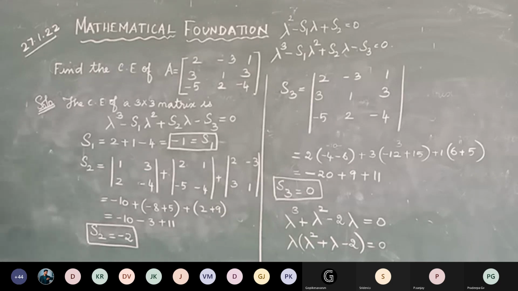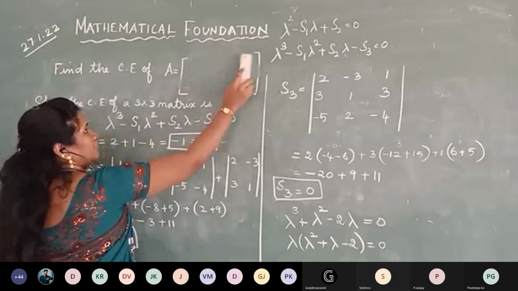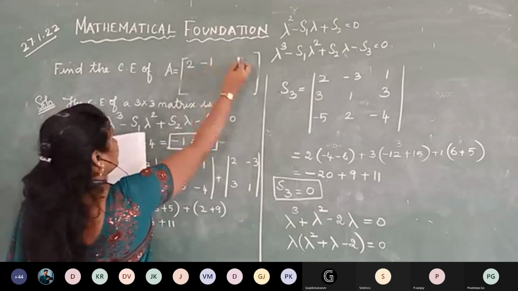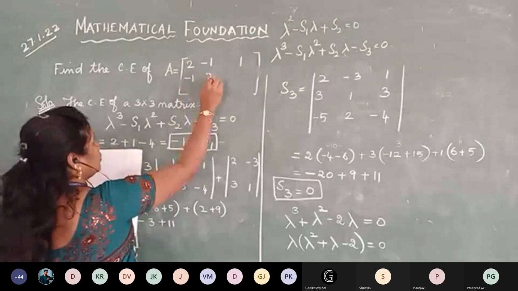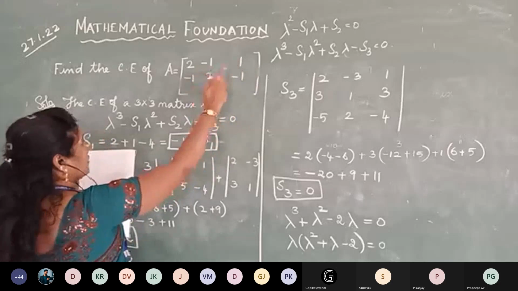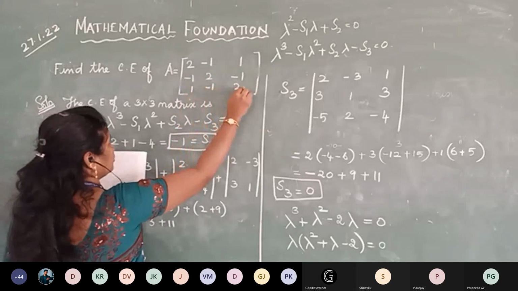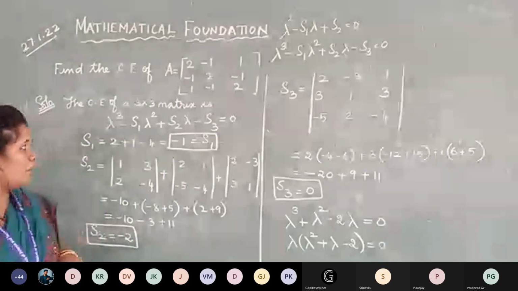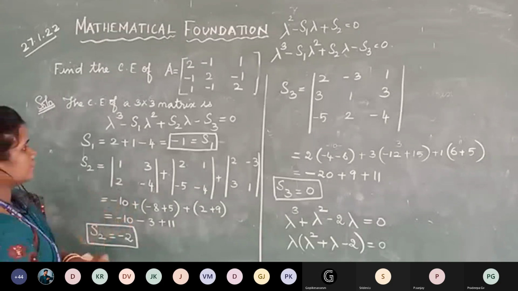If you've got any doubts, ask me. We will do another 3 cross 3 matrix. Just write the values. 2, minus 1, 1. Do it with concentration, okay? Minus 1, 2, minus 1. 1, minus 1, 2. This is your next problem. This is also a 3 cross 3 matrix. Do it. Shall I rub the whole problem? Have you all written?